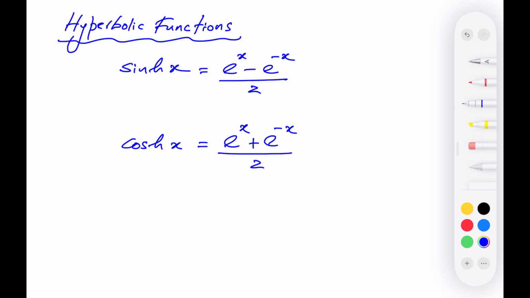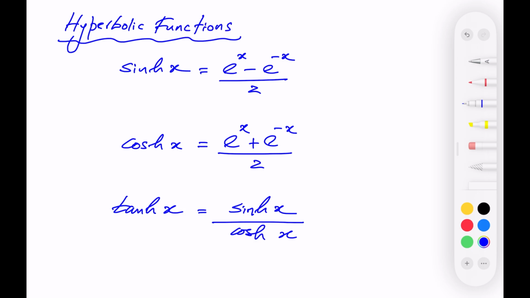And then we define hyperbolic tangent, spelled tanh x. This is read as tanh x. The function tanh x is defined as sinh x over cosh x. Tanh x is equal to hyperbolic sine x divided by hyperbolic cosine x.